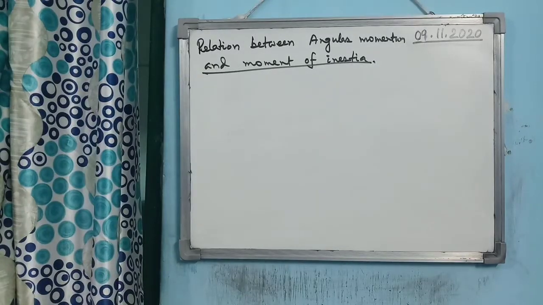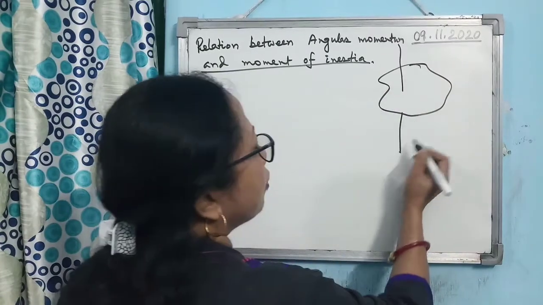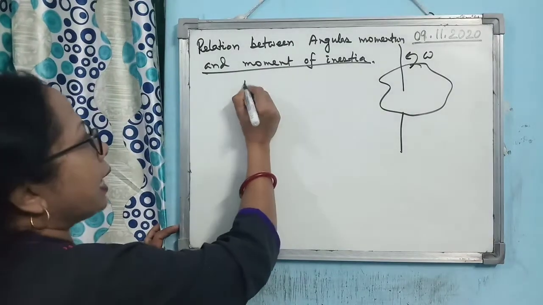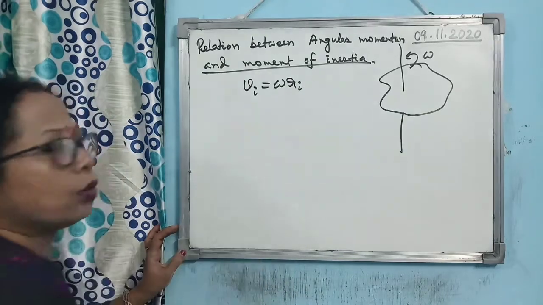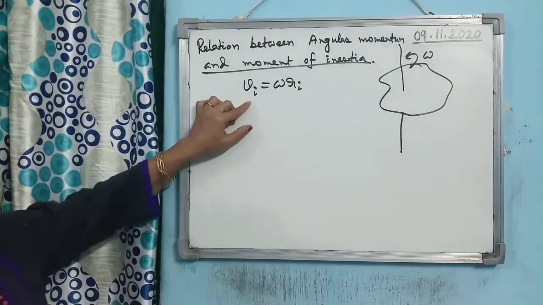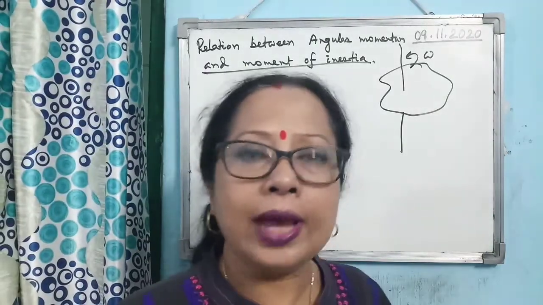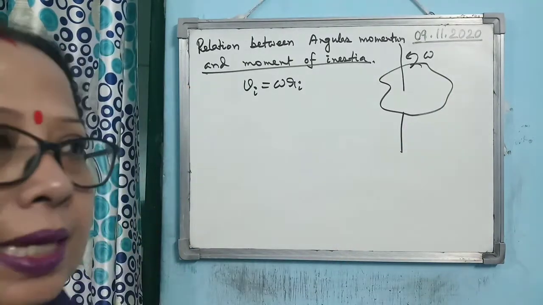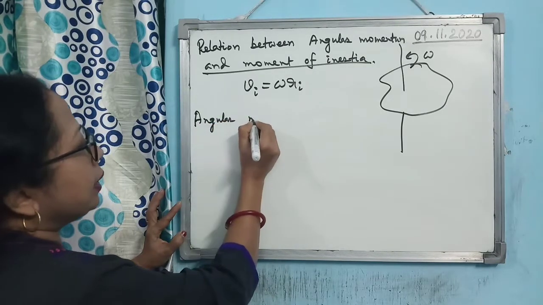Next is the relation between angular momentum and moment of inertia. Just like that, you are considering one body rotating about an axis with the angular velocity omega. Then you know that linear velocity is given by v_i is equal to omega into r_i. v_i means the velocity of the ith particle. i may have any value from 1 to n, if I consider that there are n particles within the body. Is that clear? Then what will be the angular momentum?